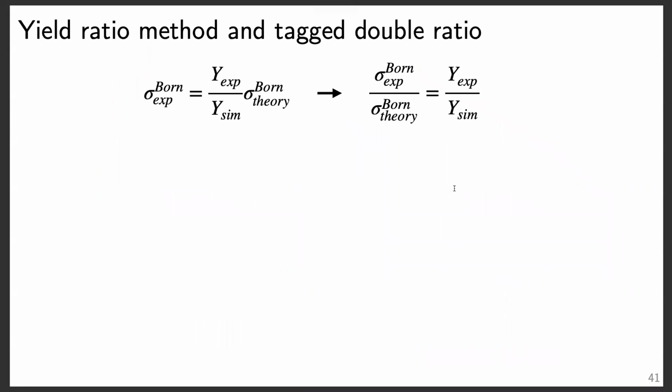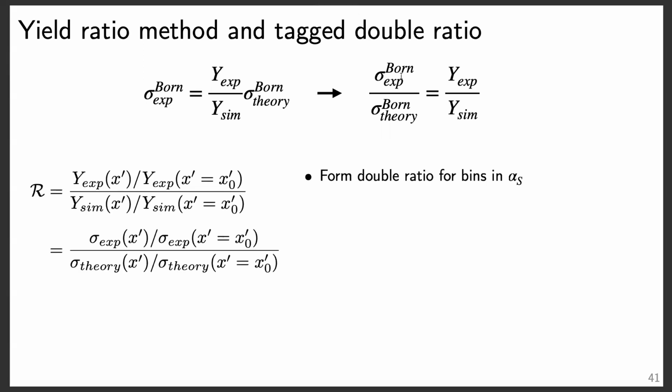So I wanted to just say a few words about the observable that we're looking at and why we're looking at this particular observable. The standard method for extracting absolute cross sections is the yield ratio method, where you take the ratio of your experimental yield to your simulated yield, and then multiply it by whatever theoretical Born cross section went into your simulation, and that gives you the experimental Born cross section. What we're doing is rearranging this and saying, okay, if we just look at the experimental to simulated yield, that's like the ratio of our experimental cross section to our theory cross section.